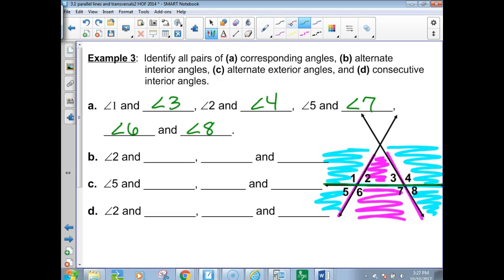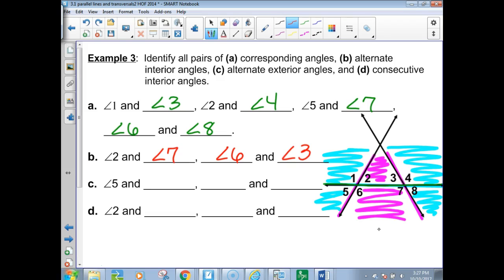Next, I would like to look at what says to do alternate interiors. So they're alternating the sides of the transversal, which is that green line. So they're jumping over and switching. They're not right next to each other. So 2 and 7. And what's the other pair of alternate on the interior? 6 and 3.